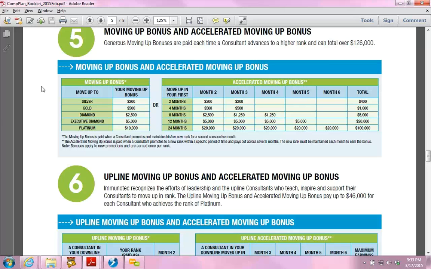To get your silver bonus, you have to get your 6,000 points and maintain a minimum of 6,000 points for a second month. And as of that second month, when you really prove you really are a silver, no fooling, they'll give you a $200 bonus for getting there. And then if you look at the other bonuses, your gold bonus is 500, your diamond bonus is 2,500, and so on. There's some nice bonuses.